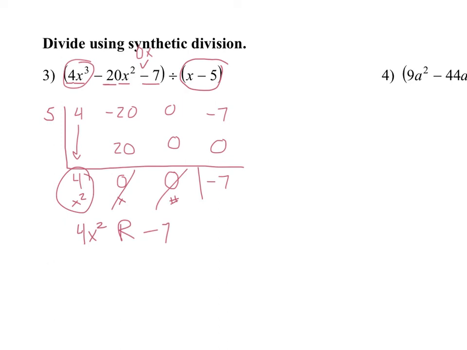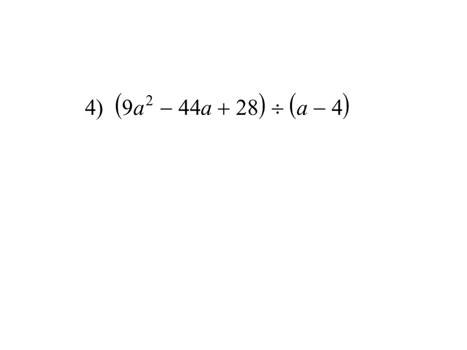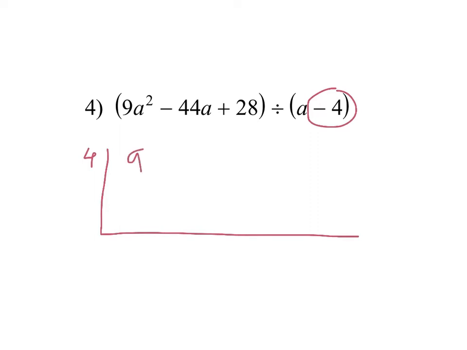Okay, ready for number 4? So what's the first thing we're going to do here? Change the sign. So we make that a +4. And then what's going to go inside the box? 9, -44, and 28.